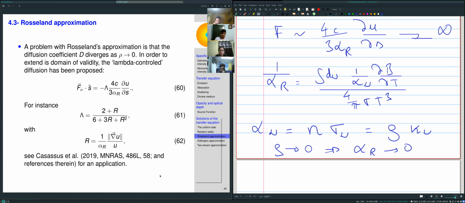This goes beyond the contents of this lecture on radiative processes. But I think this is it for the Rosseland approximation.